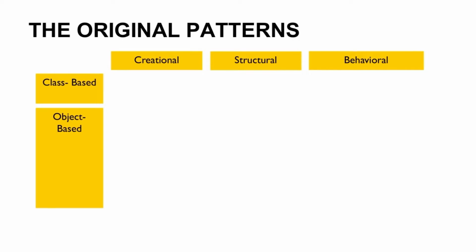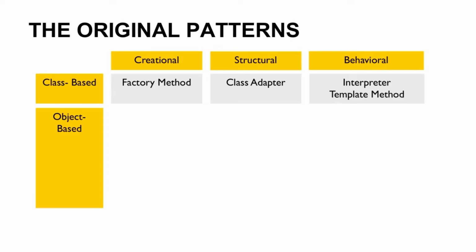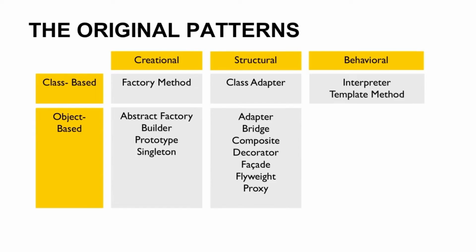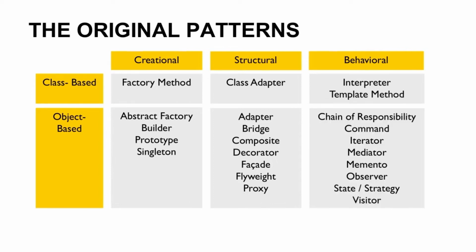And here we can see the 23 patterns divided into their groups: factory method, which is creational and class-based; class adapter, structural and class-based; interpreter and template method, which are behavioral and class-based. Then we have abstract factory, builder, prototype, and singleton, which are creational and object-based; adapter, bridge, composite, decorator, facade, flyweight, and proxy, which are structural patterns but object-based; and then the rest: chain of responsibility, command, iterator, mediator, memento, observer, state and strategy, and visitor, which are behavioral object-based patterns.